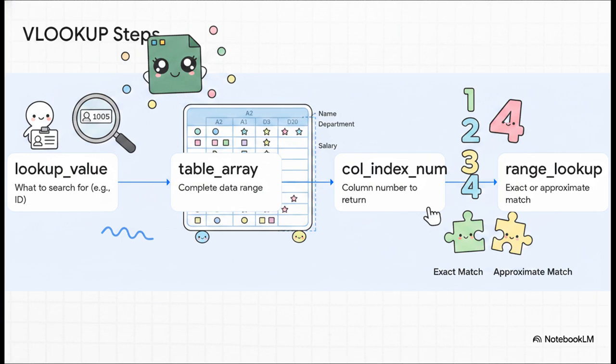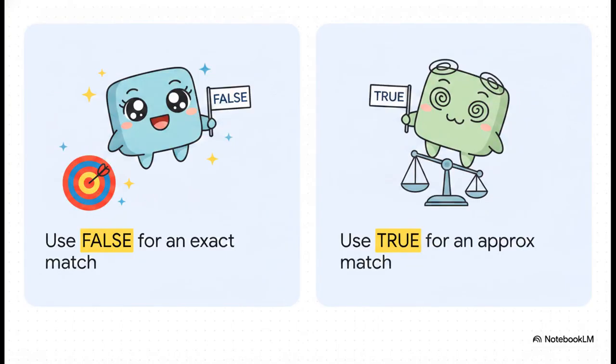And finally, step 4 is the range_lookup, which is your match type. Let's actually pause and look a bit closer at that 4th step, the match type. You basically have 2 options here, false or true.